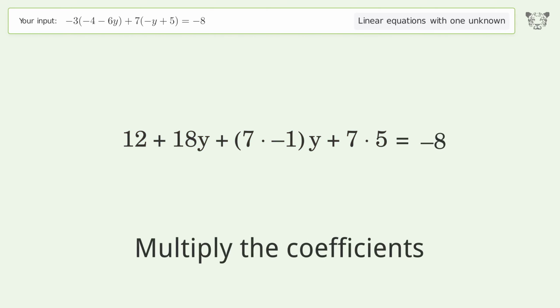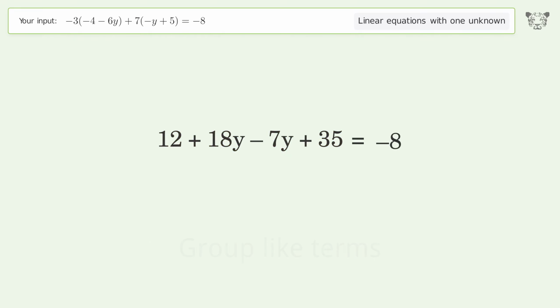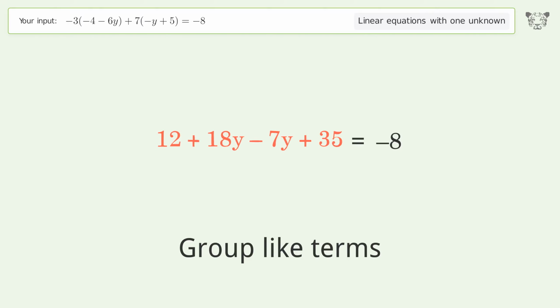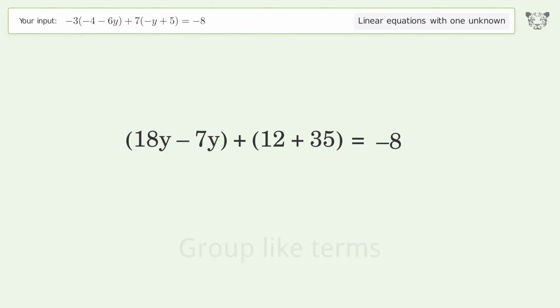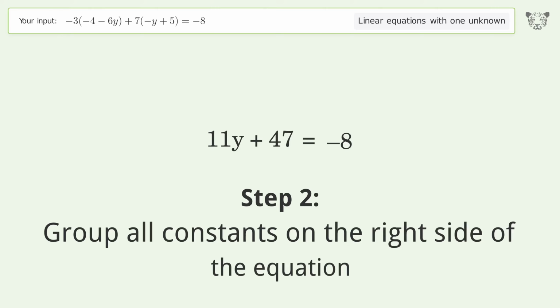Multiply the coefficients. Simplify the arithmetic. Group like terms. Simplify the arithmetic. Group all constants on the right side of the equation.